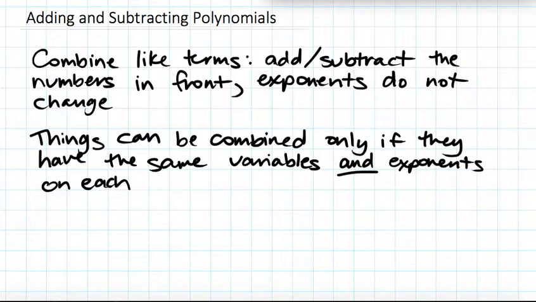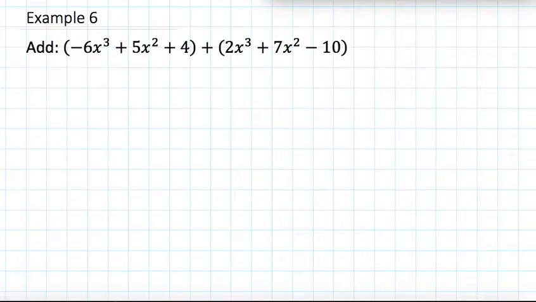So we're going to look at example 6 here first. It says to add, and then it gives us two polynomials. They're in parentheses, but basically what you're going to do is you're just going to add everything together. So the parentheses here are kind of separating the polynomials, but they're not too much to worry about here in terms of doing the problem. So I'm going to show a couple different ways to do these. The first method I'm going to show is lining things up vertically.